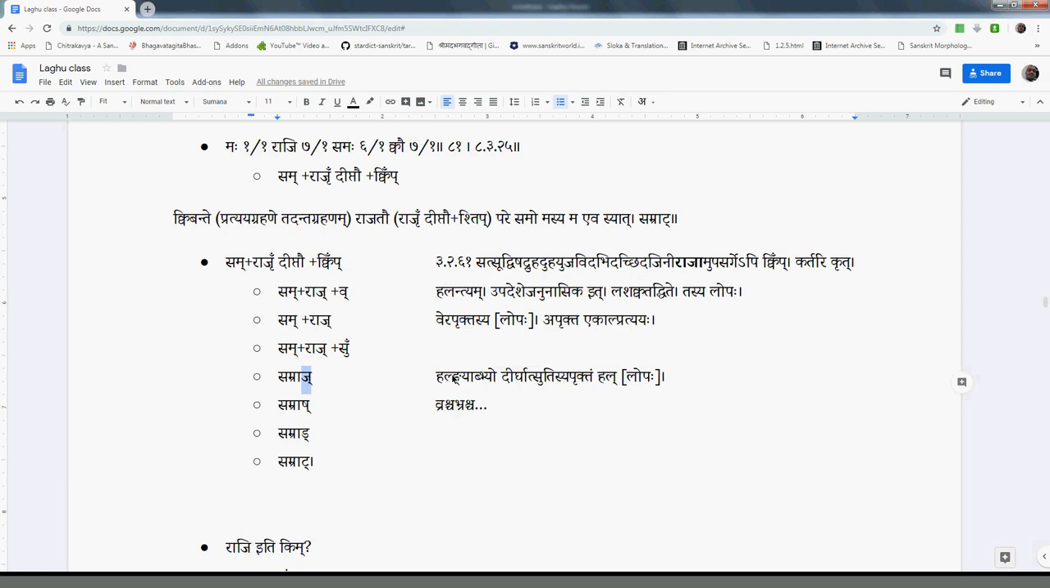So, halniyabhyo means halantebhyah, nyantebhyah, avantebhyah. All three. There are three parts: halanta, niyanta and avanta. Niyanta and avanta are for strilinga. Niyanta is like nadi, ityadi. Nadi, not necessarily nadi, something else, say kritavati. So kritavati, these are all niyanta. I am just giving an example. I may not be accurate, so don't take it literally.